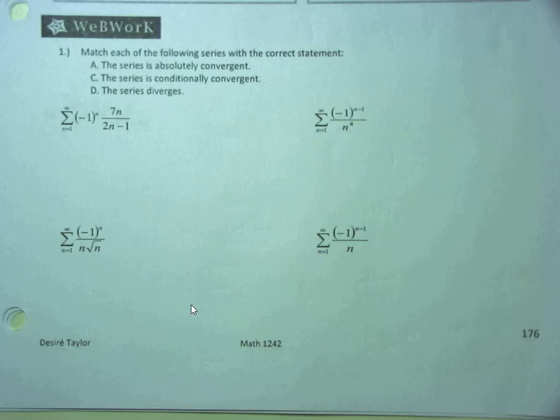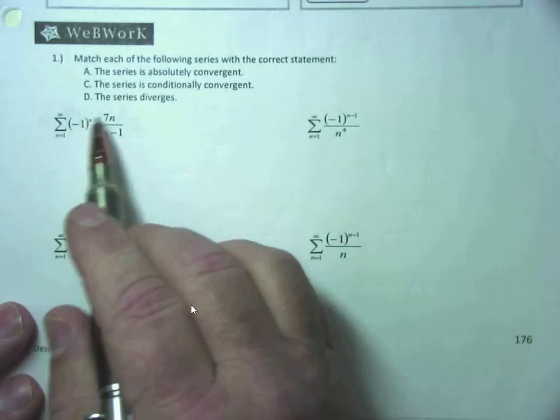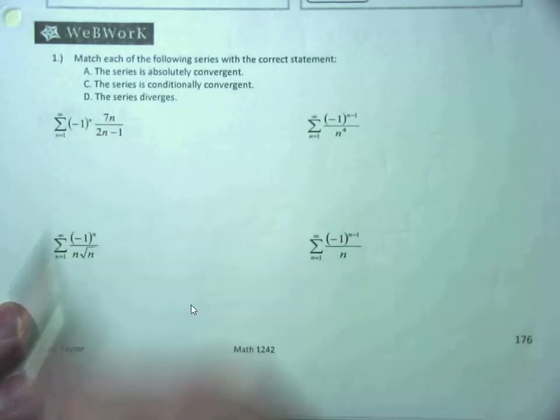They're giving you all these, and all four of them are alternating series. So they're asking you, is it absolutely convergent, conditionally convergent, or does it diverge? Okay? So this first one: the sum, n goes from 1 to infinity, of (-1)^n times 7n over 2n minus 1.